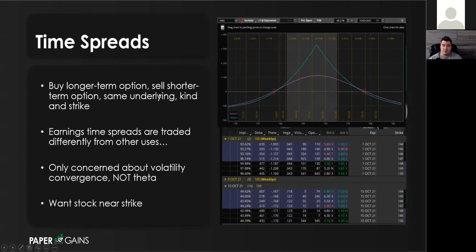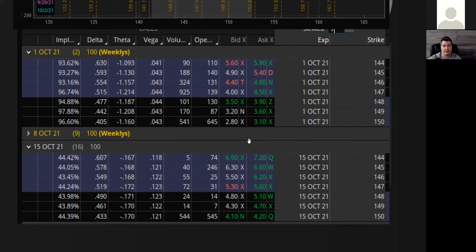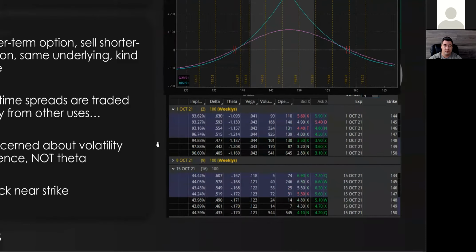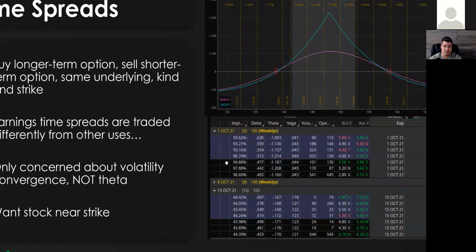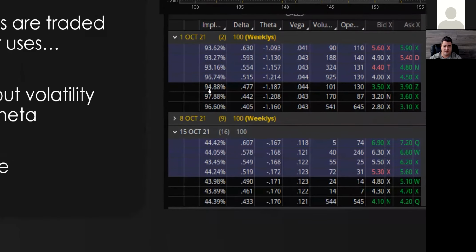Buying a longer term option and selling a shorter term option with the same strike. A calendar spread is a form of a time spread, but a calendar spread means that the two strikes you're buying and selling are the exact same strike. That's what we're going to be doing. And really, we're only concerned about this disparity in volatility.